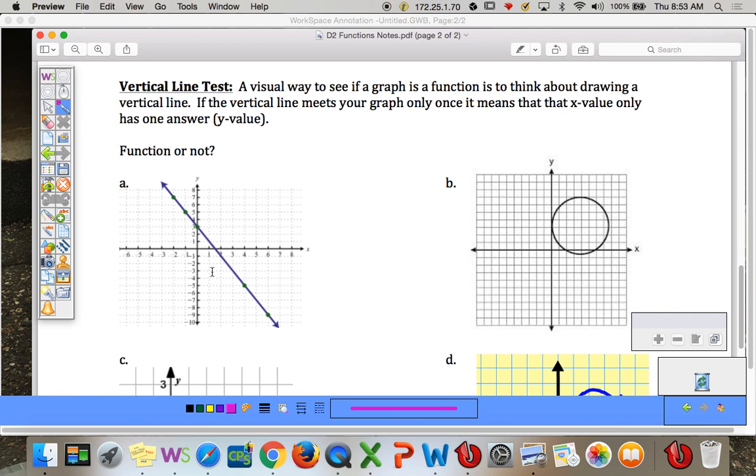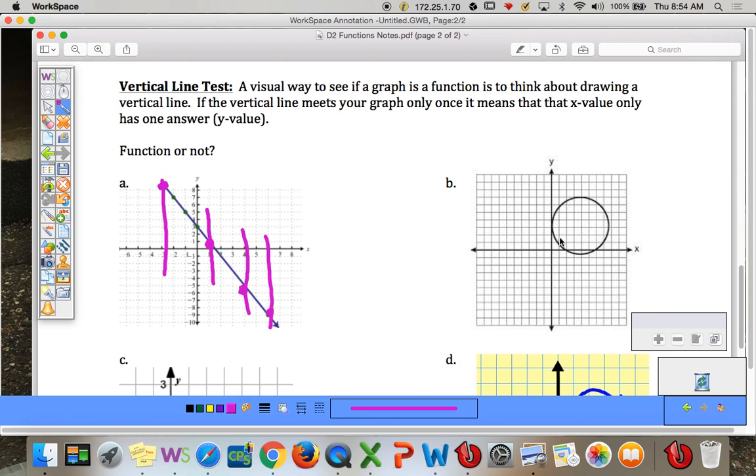Is it a function? Well, if we drop a vertical line anywhere, for example, if x is 1, here's where x is 1, there's only one answer. When x is 4, there's only one answer. When x is 6, there's only one answer. When x is negative 3, there's only one answer. So this passes the vertical line test, which means that for every x value, for every vertical line, there's only one answer. It only meets your graph once.